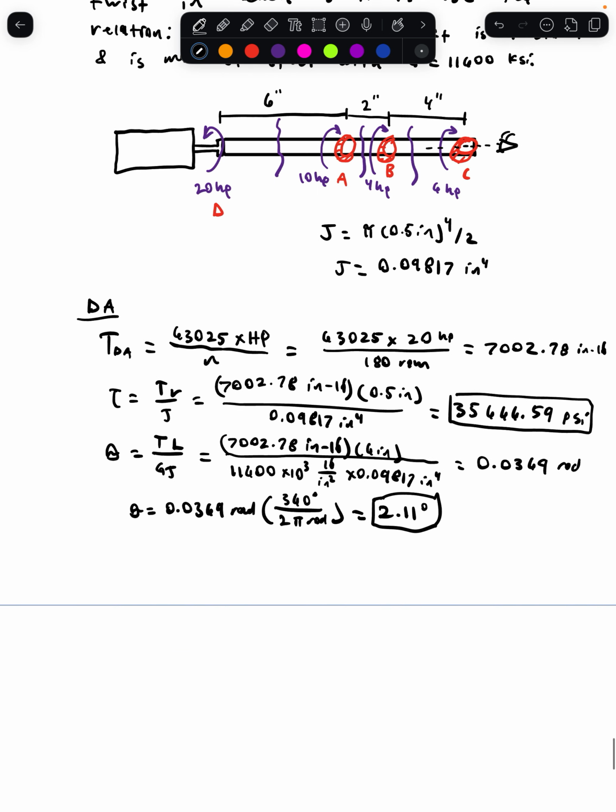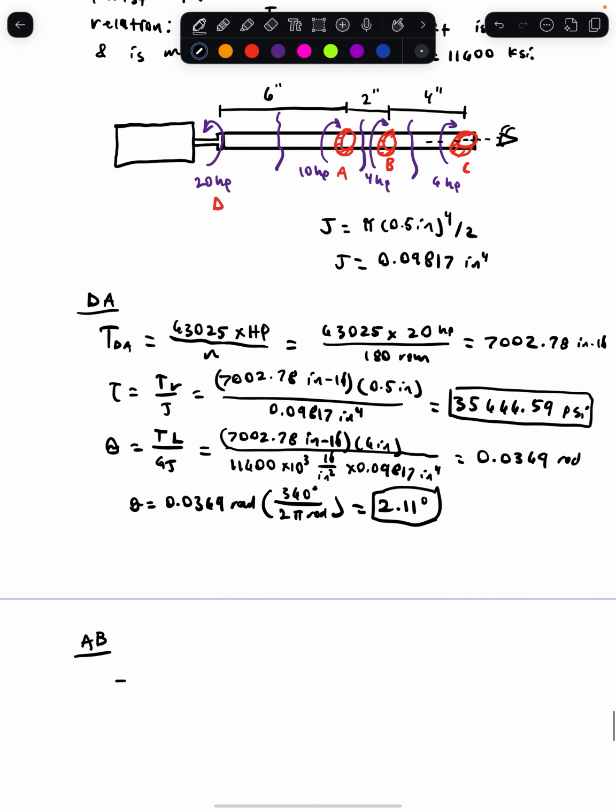So now we can look at AB. If I'm looking down this shaft here, when I get to section AB, now I have 2 torques that I'm looking at. So I have this one from the motor, and I need to subtract out this one at gear A. So at the motor we had 7,002.78. Subtract out of that the torque at gear A. So that's 10 horsepower. It's going to be the same speed, so 180 RPM.